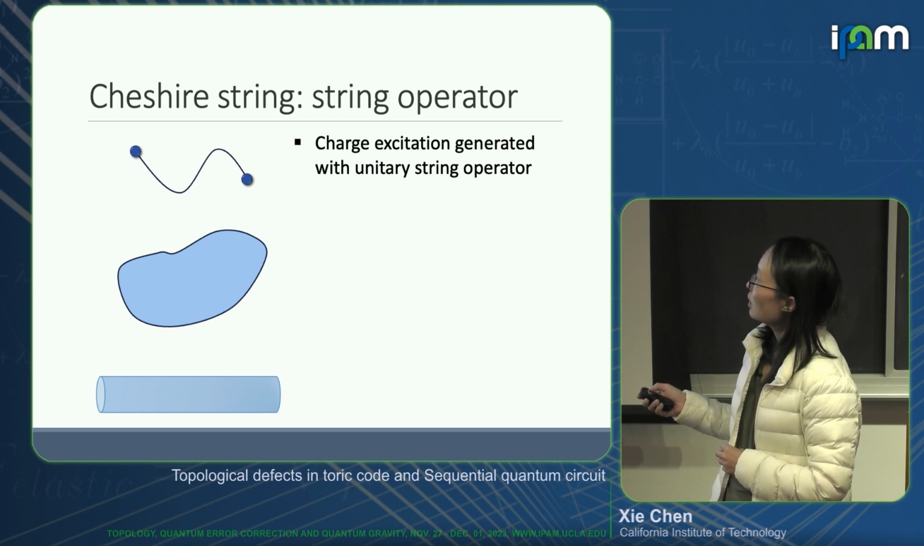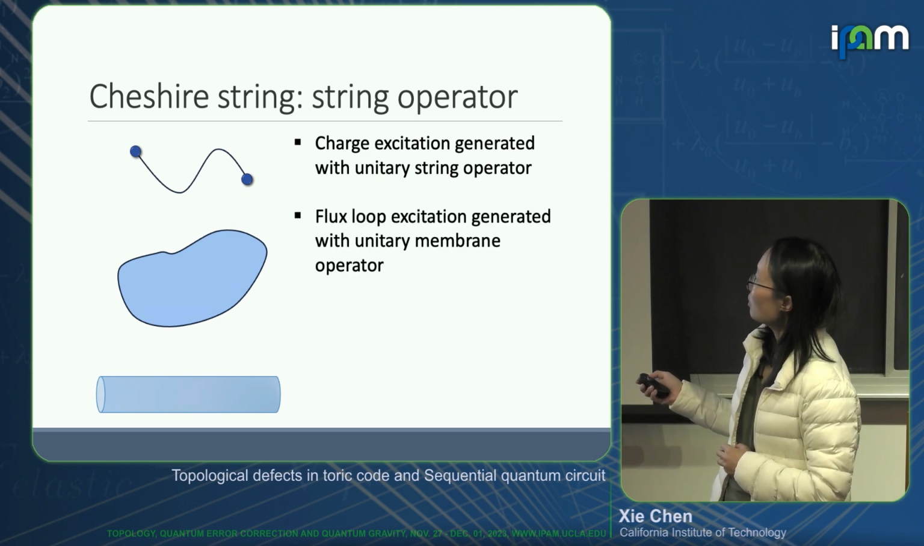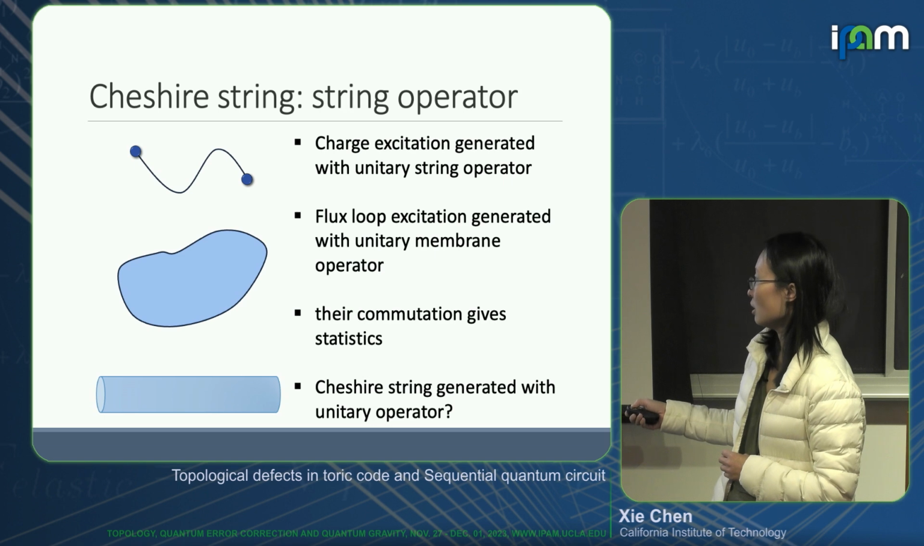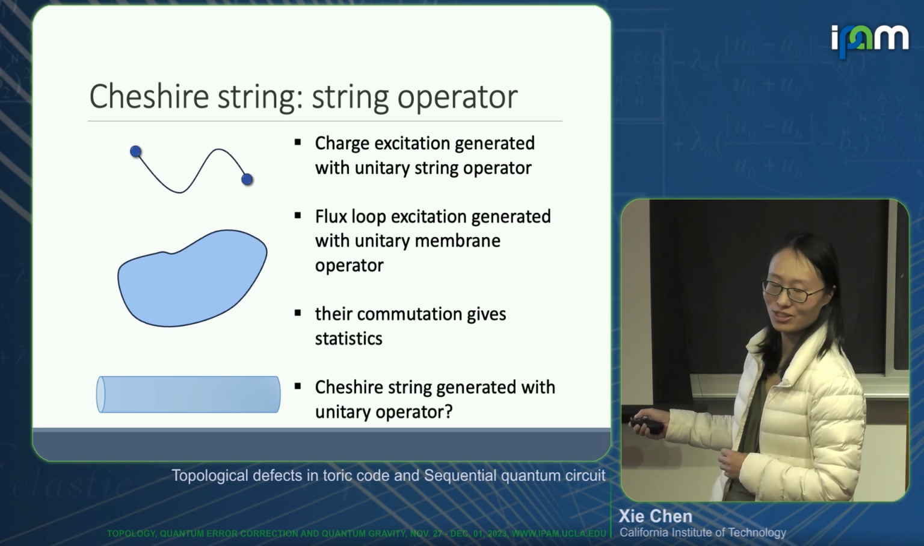So, right, we can do all these with unitary operators, and their commutation gives statistics, and I want to know whether the Cheshire string can also be generated with a unitary operator.